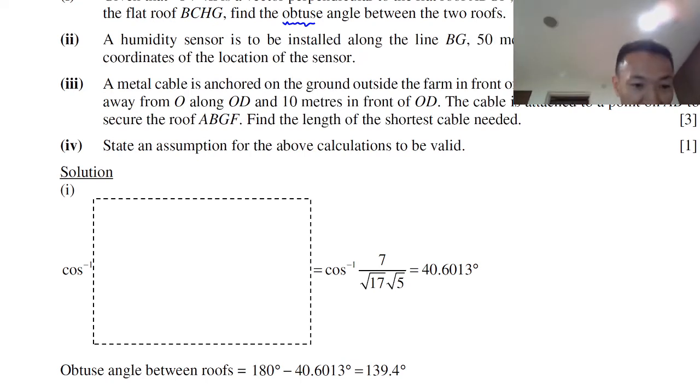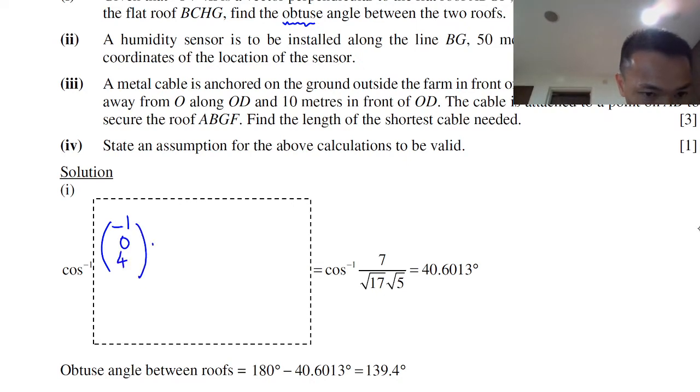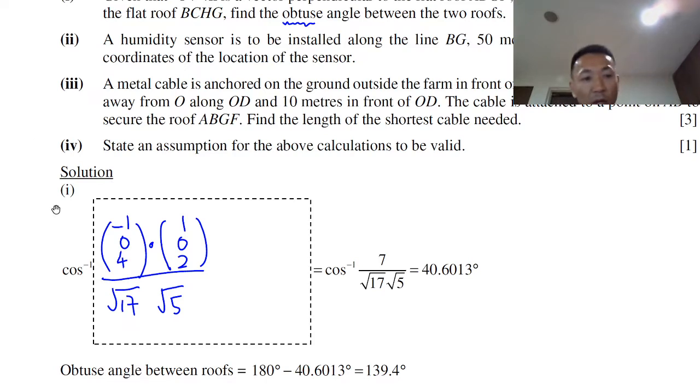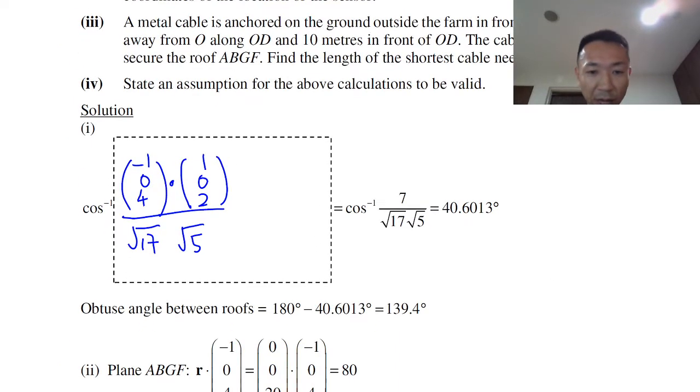So we just take cosine inverse of the dot product of the unit vectors of the normals. So minus 1, 0, 4, dot 1, 0, 2, divided by square root 17, square root 5. Solve. You get 40.6. Now the question asks for the obtuse angle. So we just give the obtuse angle, 180 minus this.